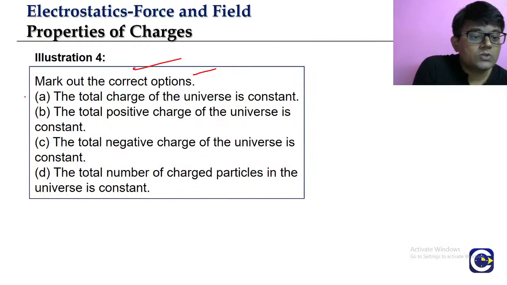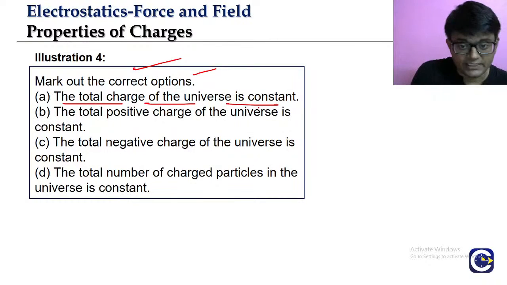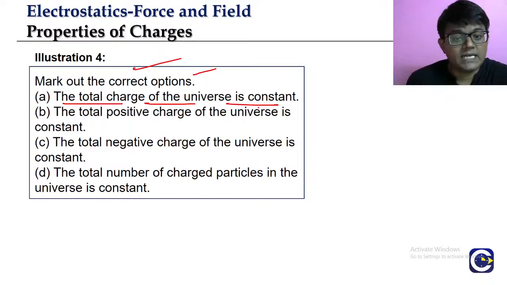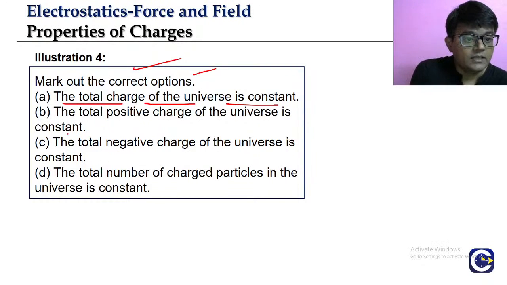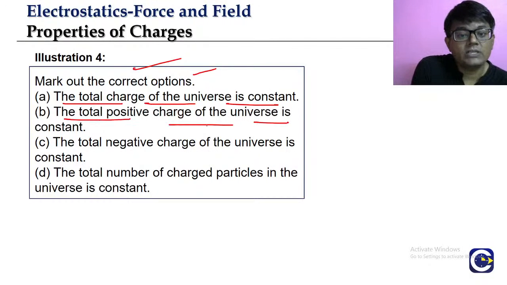Option A: the total charge of the universe is constant. We'll come to that a little bit later. Look at option B. Option B is: the total positive charge of the universe is constant. What is option B telling us? The total positive charge of the universe is constant.